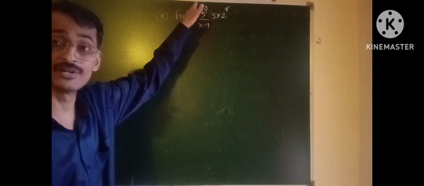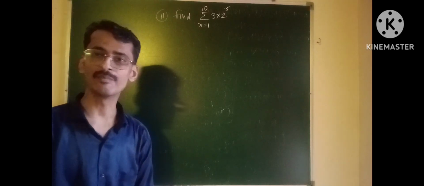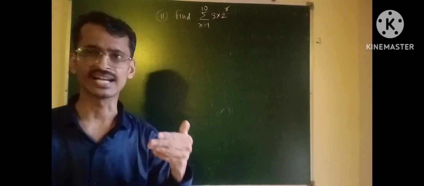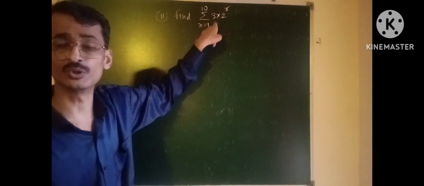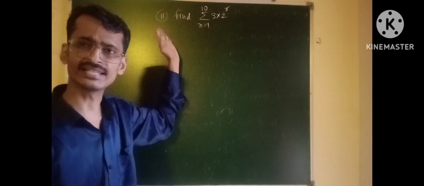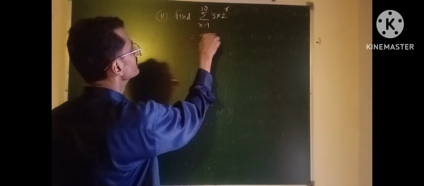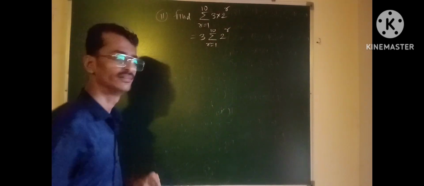Here the question is, find sigma r from 1 to 10 of 3 into 2 raised to r. We know sigma means summation. Like 2x plus 2y, we can write 2 common. Same here, 3 into 2 raised to r is given. So 3 is a constant multiple of this 2 raised to r. So we can write 3 common: 3 sigma r from 1 to 10 of 2 raised to r.